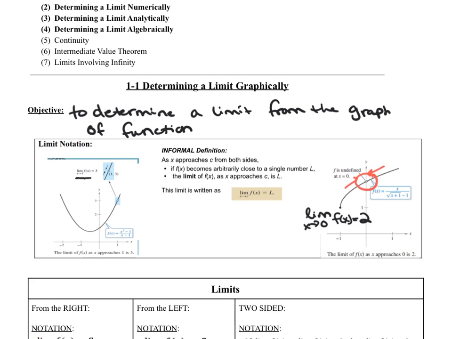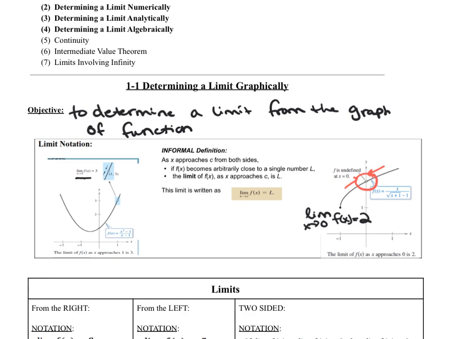So the informal definition is that as x approaches some value c from both sides, if your y values become arbitrarily close to that single number, then the limit is that single number. It doesn't matter whether or not the function exists at that point. Okay, so we can see from the second example that f is undefined at x equals 0, but the limit still exists because from the left side and from the right side, both y values are approaching 2.